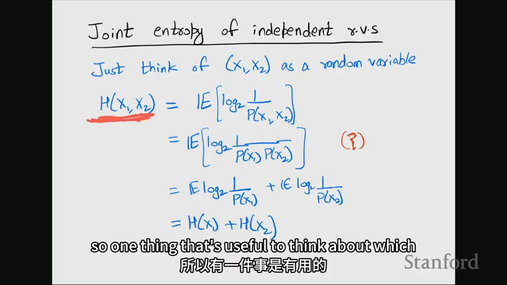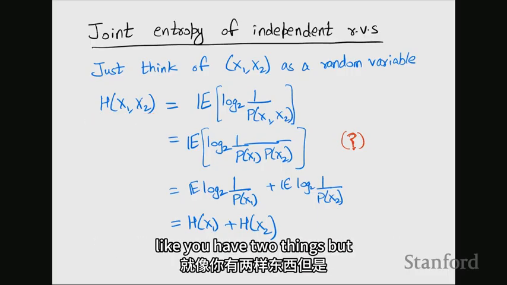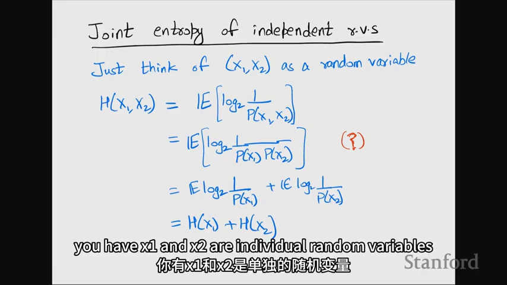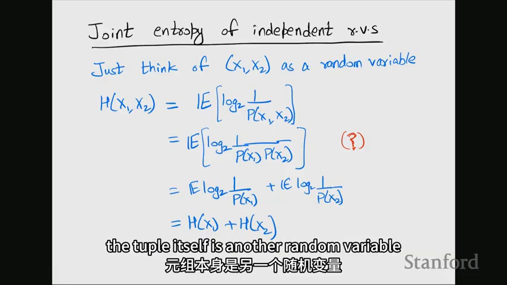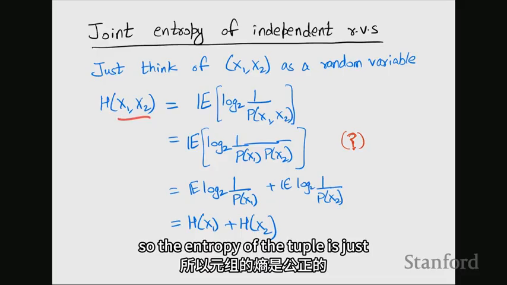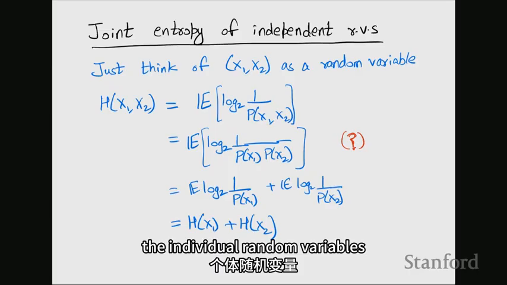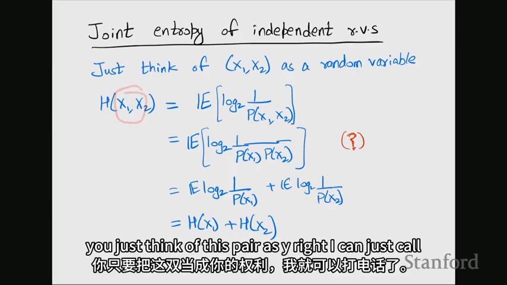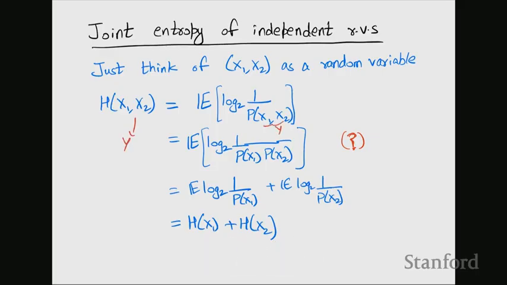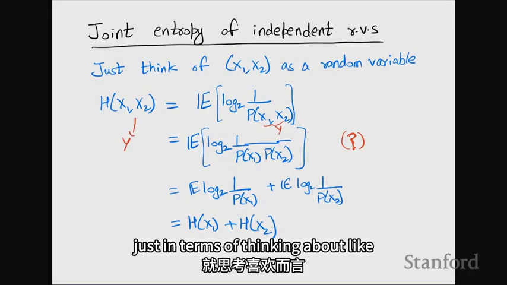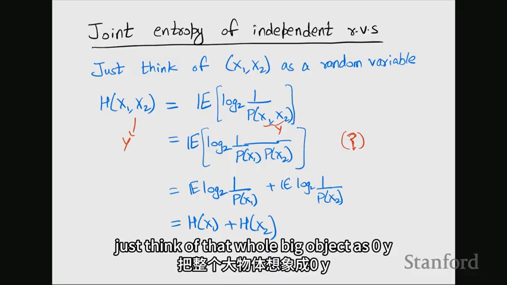So one thing that's useful to think about, which applies in math, even programming, everywhere, is that you have x1 and x2 as individual random variables, but their pair, the tuple itself, is another random variable. So the entropy of the tuple is just the entropy of the tuple. You don't even need to worry about the individual random variables. You just think of this pair as y. I can just call this whole thing y. So if you see a more complicated object, just think of that whole big object as your y.